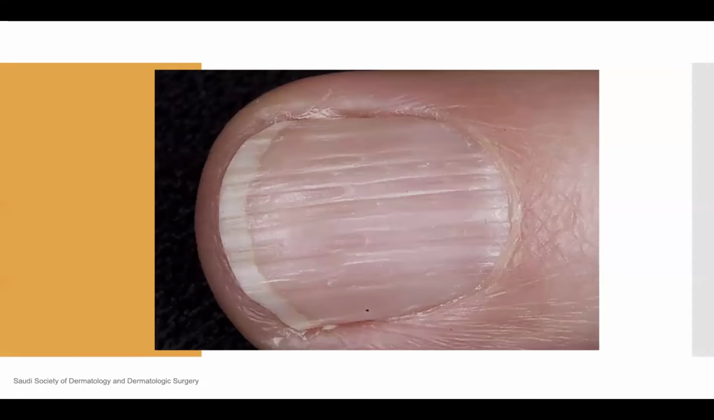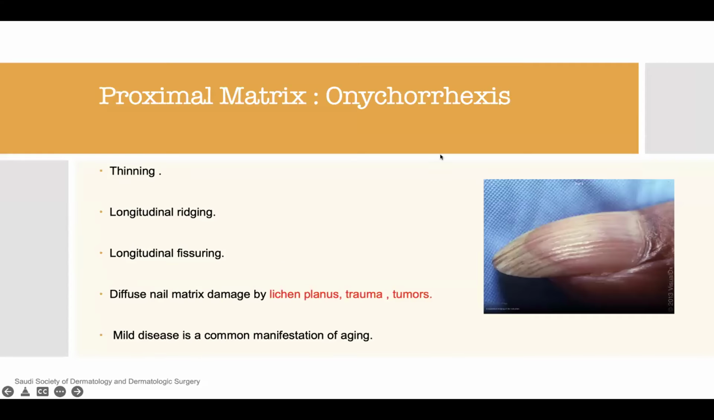This is also another nail finding. As you can see here, it's bridging and fissuring. It's known as onychorrhexis, a thinning of the nail plate related to proximal matrix disorder, with bridging and fissuring. It can be found in lichen planus, trauma, and tumor, but it's not specific. Or it can also be found as a sign of aging.